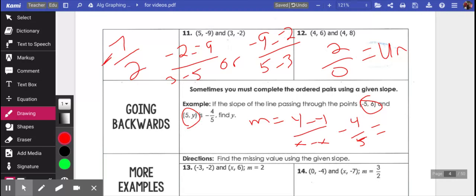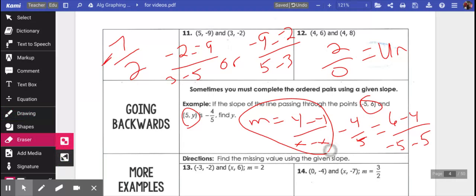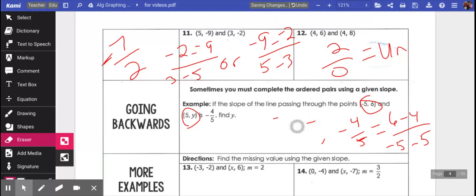So we're going to do y minus y, following this formula here. So 6 minus y over -5 minus 5. Or you can do it the other way around. You could do y minus 6 over 5 plus 5. Okay, so I'm going to erase this here so I have some more room now. But you know you're following that formula, and then you go ahead and solve it.